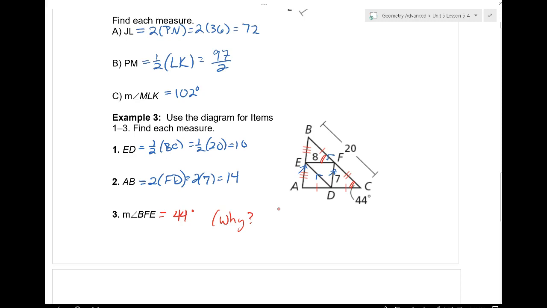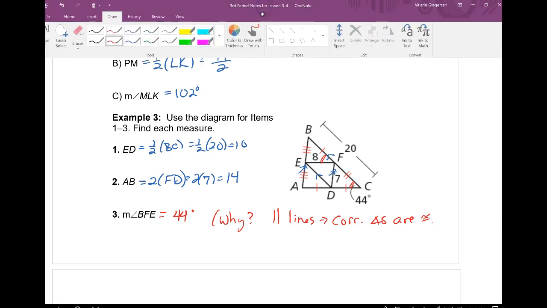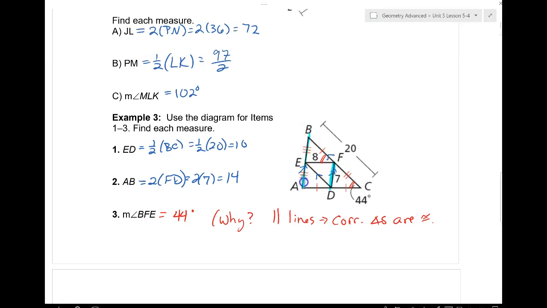All right, guys, why for number 3 is the measure of angle BFE 44 degrees? Connor. Corresponding. Yeah, because if I have parallel lines, corresponding angles are congruent. Remember, if I know I have a mid-segment, good question, FD is the mid-segment for AB. I know the length of the mid-segment, and I know it's half of its size. So wouldn't I double it to get the longer side? So just go which direction you need to go. A lot of times I think it's easier to double the mid-segment than it is the other one.